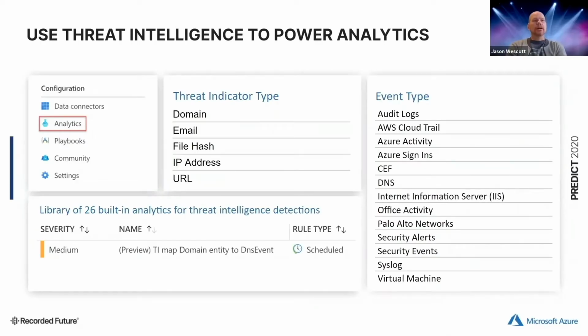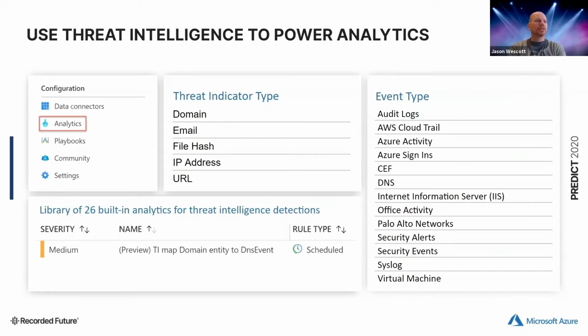So you've got all the hard work done to get threat intelligence into Azure Sentinel. Now, what do you do with it? Again, the primary use case for threat indicators in Azure Sentinel is to use it to generate security insights. And the way we do that in Azure Sentinel is through the area of the product called analytics. And so analytics is, think of it as your detection library.